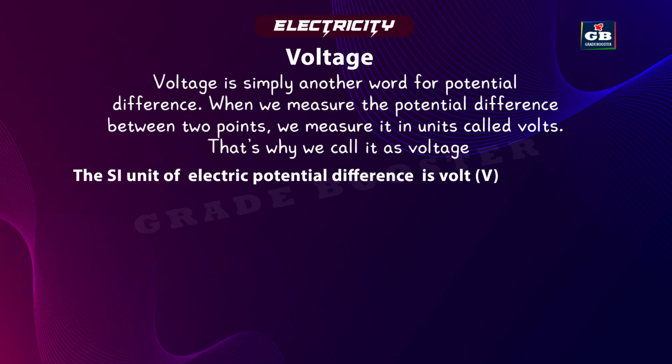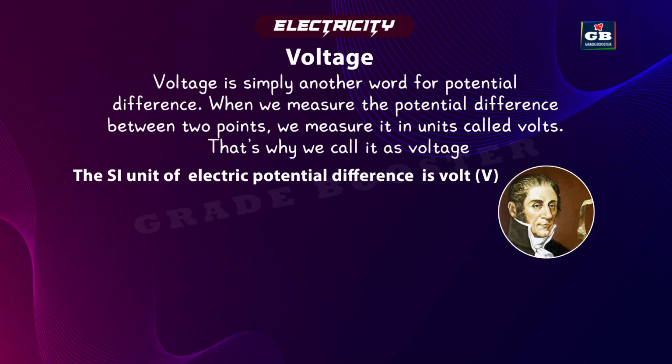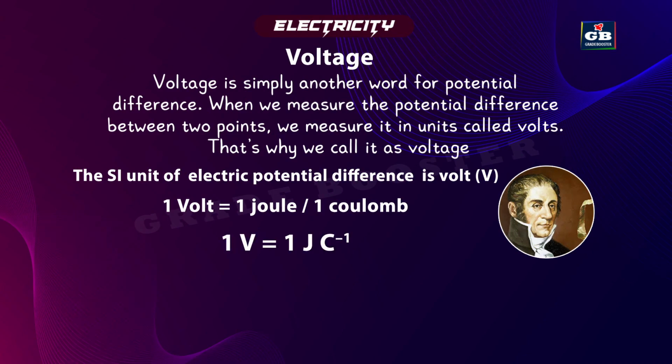The SI unit of electric potential difference is volt, V. It is named after an Italian physicist, Alessandro Volta. So 1 volt is equal to 1 joule by 1 coulomb. 1 V equals 1 J C to the power minus 1.